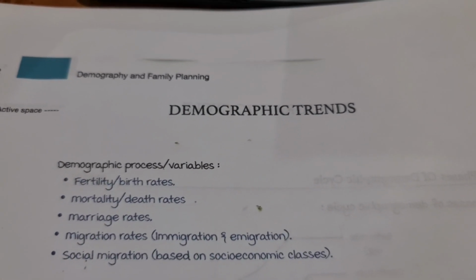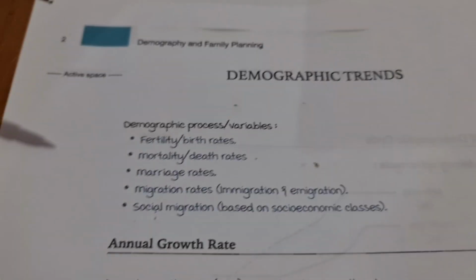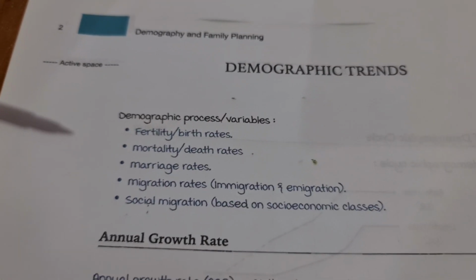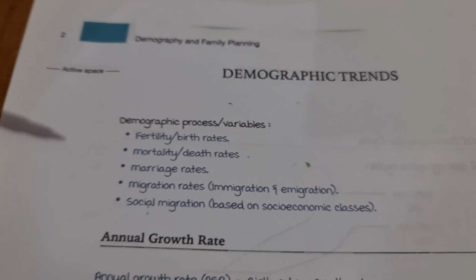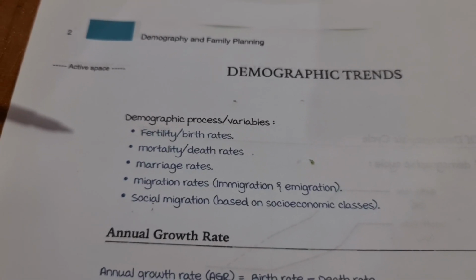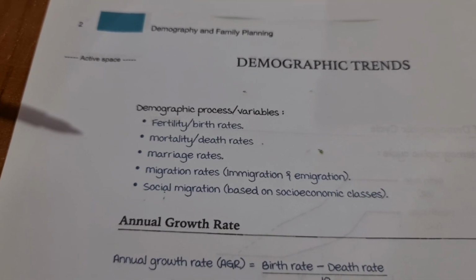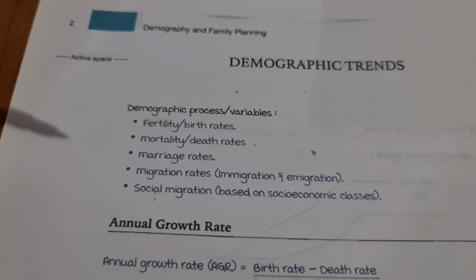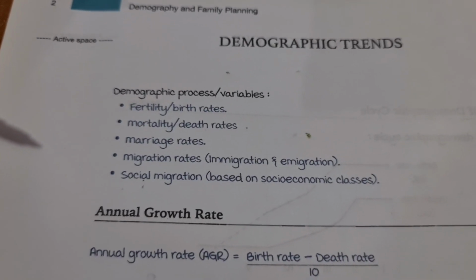So guys, right now we are going to talk about the next lecture, the demographic trends. So in this lecture, what are the important points? First one is the demographic variables, which includes only five demographic variables which are important. First one is fertility, then mortality, then marriage rates, then migration rates, which includes immigration and emigration, and the last one is social migration.